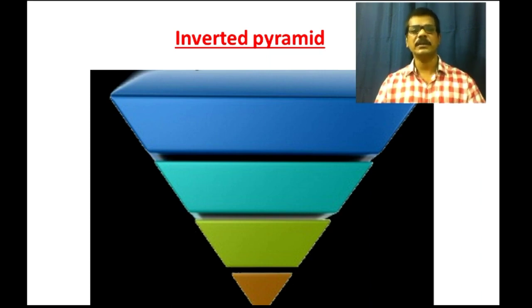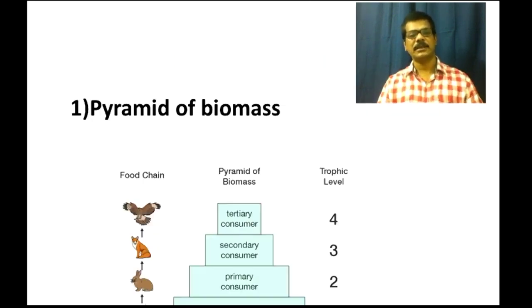So, in an ecosystem, we can see basically two types of pyramids on the basis of shape. First one is the upright pyramid where the base is broad and apex is narrowing. Whereas the other one is the inverted pyramid with a narrow base which broadens as we go up to the higher trophic levels. Let us discuss about the pyramid of biomass.